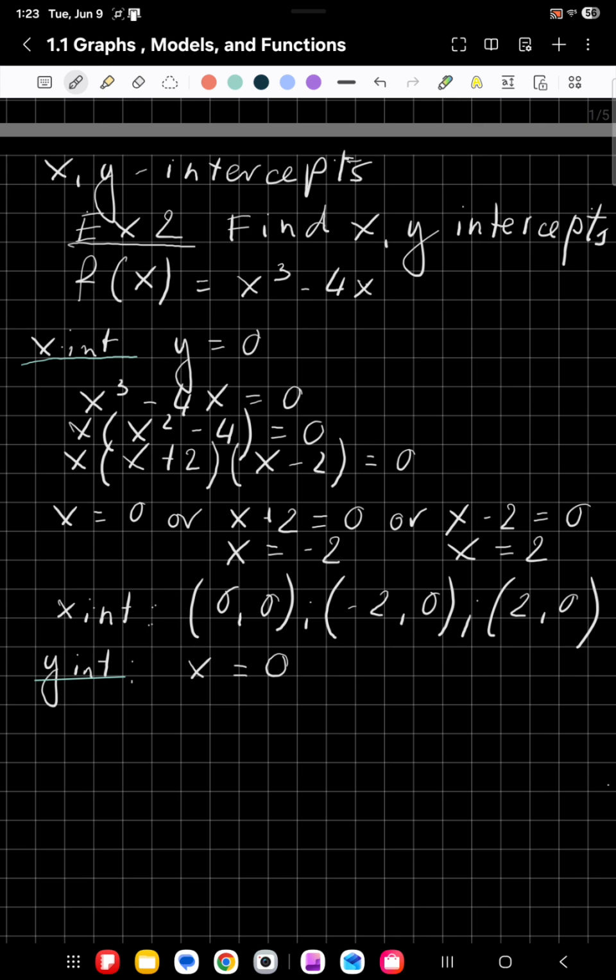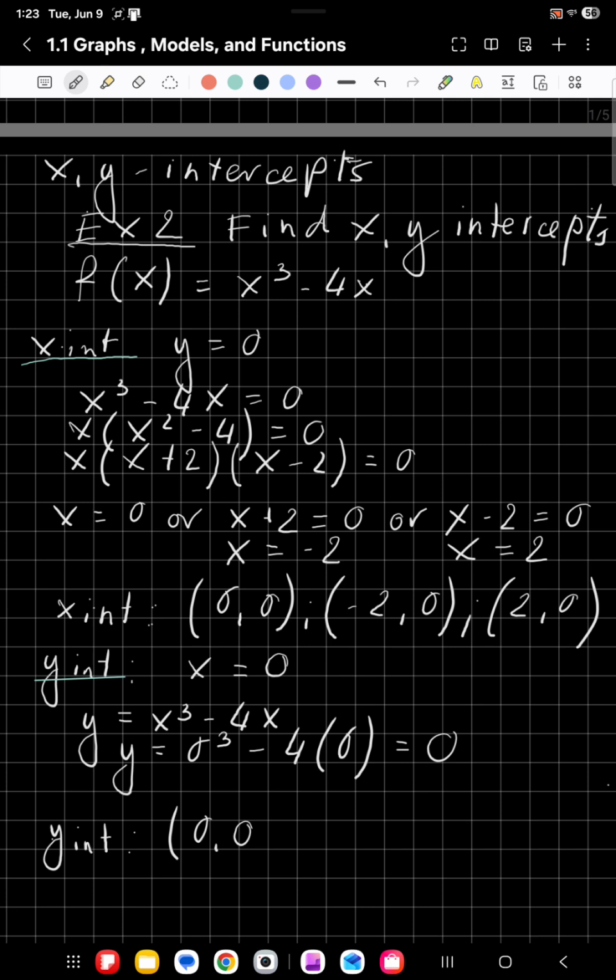So let's do that. We have y equals x cubed minus 4x. And we substitute 0 for x, so we get y equals 0 to the third minus 4 times 0. Okay, so we get 0. So that y-intercept is simply 0, 0. Okay, so that's it for intercepts.